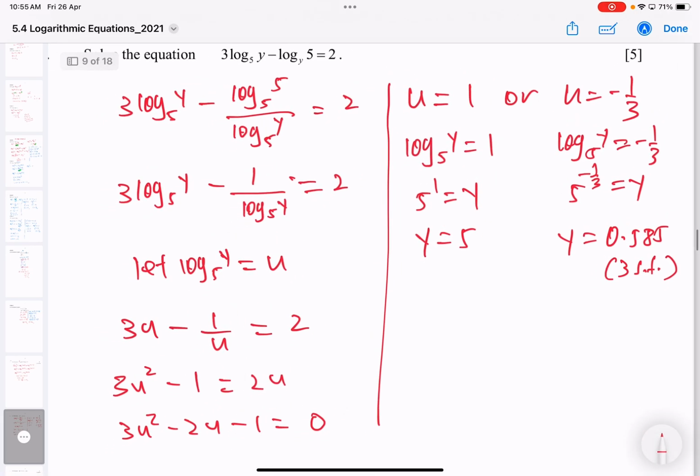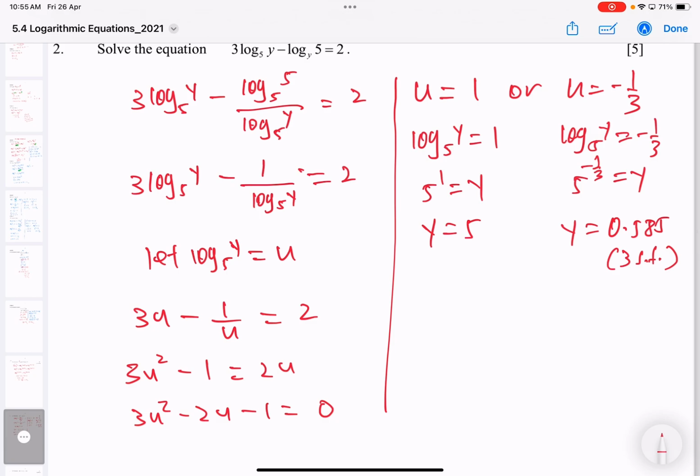Please make sure you know how to do this. If you are stuck, look up, check where you went wrong, how to proceed, and then continue on from there.